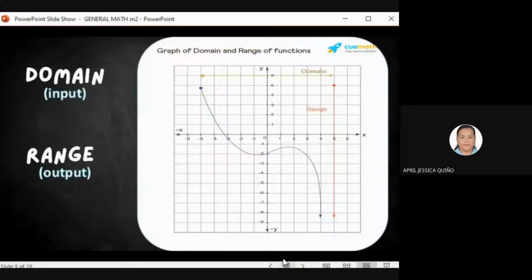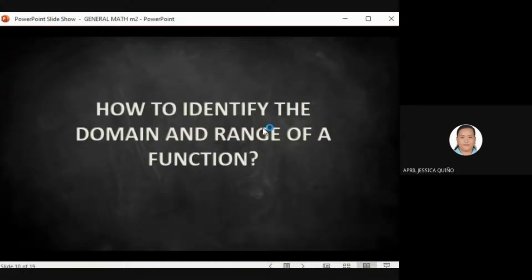While the range is the y value, the y coordinate or the ordinate in the xy coordinate plane. Now let's try to check the graph of domain and range of functions. In this graph, the domain is what we call the input and the range is our output. So here we can tell that the domain should be greater than or equal to -5 and the range should be less than or equal to -5. How to identify the domain and range of a function?